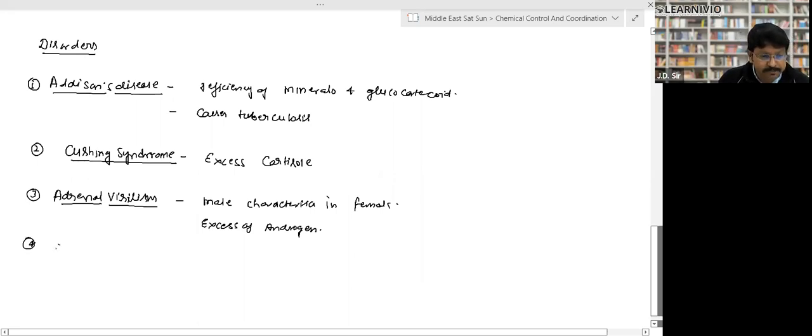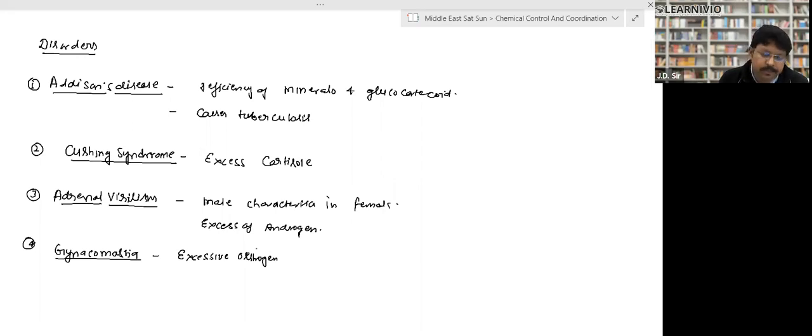Next one is gynecomastia. Due to excessive estrogen in male, enlargement of mammary gland takes place in males. That is called gynecomastia.